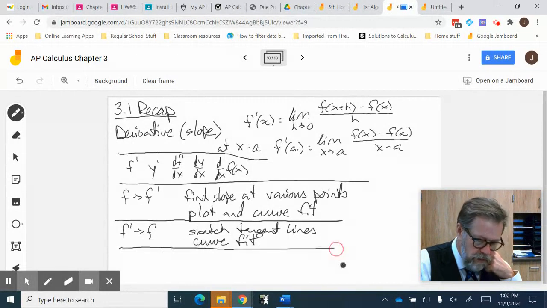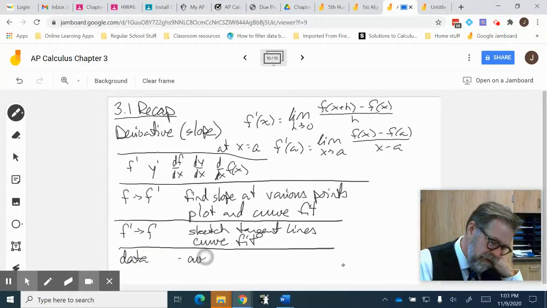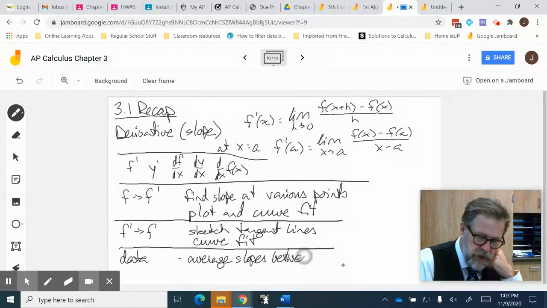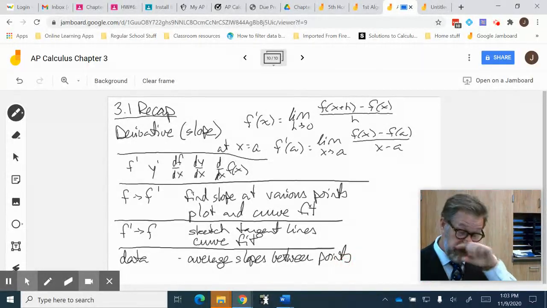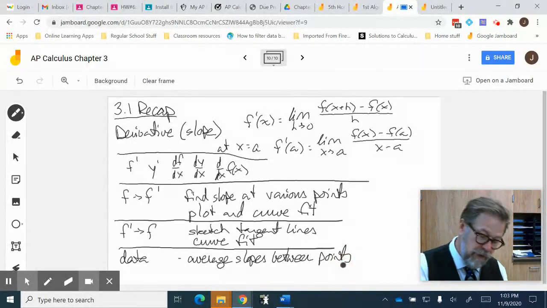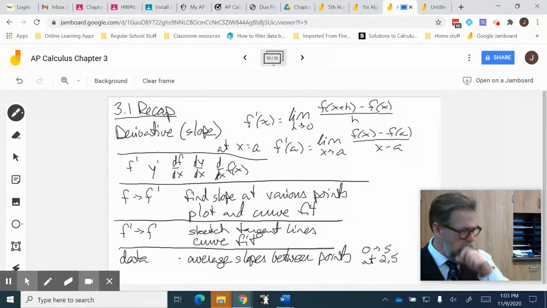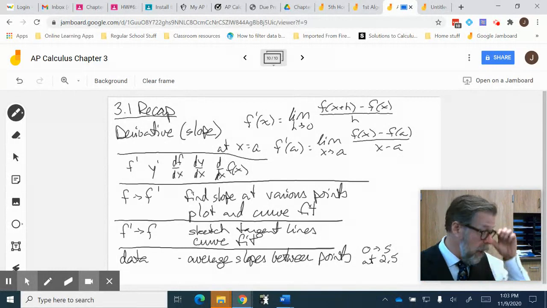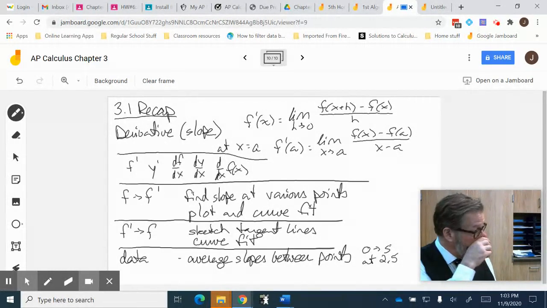Table. What if we've got a table of data? Well, we find average slopes between points. And we generally just go say, well, halfway between each point. So with points at 0, 5, we find the average slope from 0 to 5, and we say that that will be at 2.5. We're ballparking. It's a rough approximation, but it generally works.